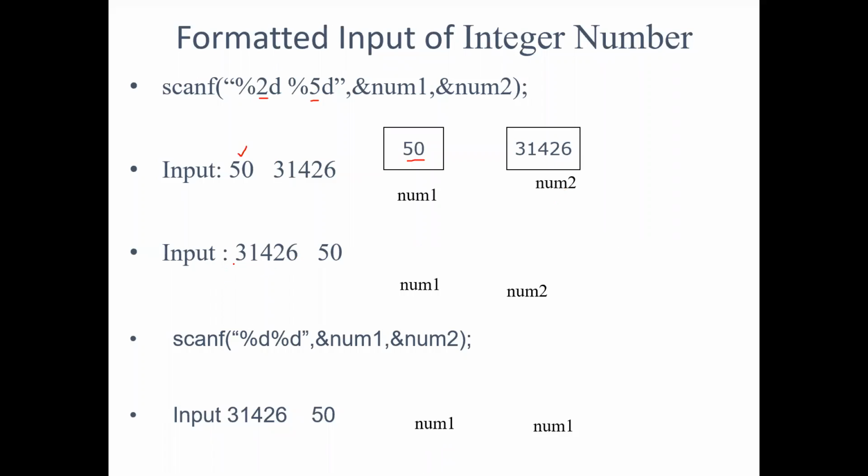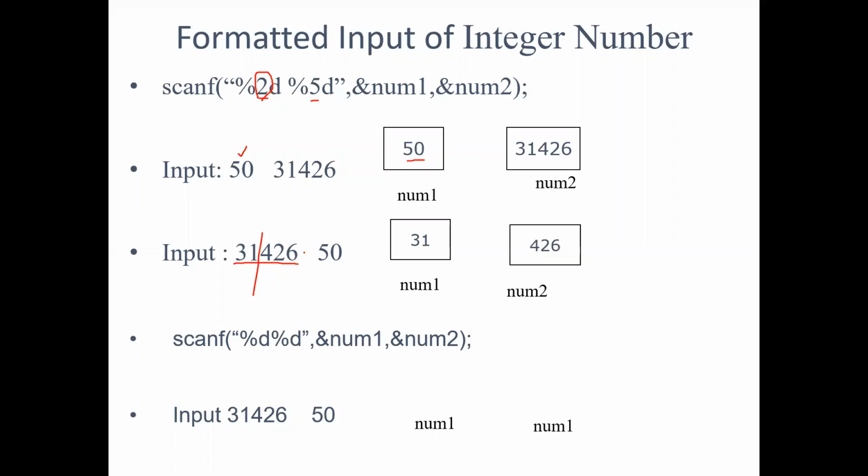Now in the second case, we are using the same scanf, but we are entering the first number as 31,426. Now what will happen? Because I gave the field width as 2 for the first number, but I am giving the number as 31,426. It will take only the first 2 digits. Understood? Even though we indicated an integer, as the field width is 2, it will take only the first 2 digits. Got it?